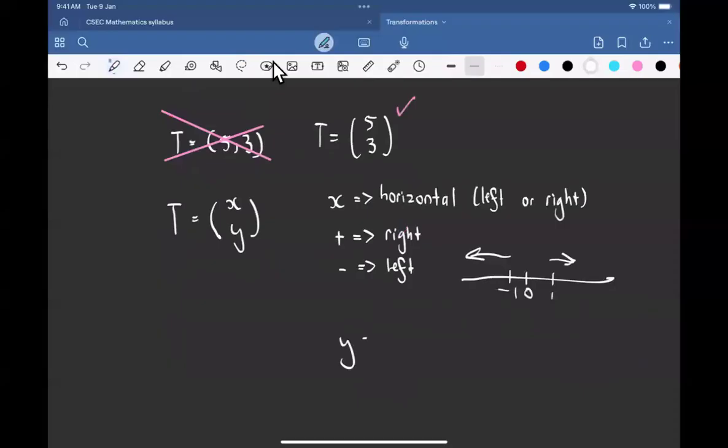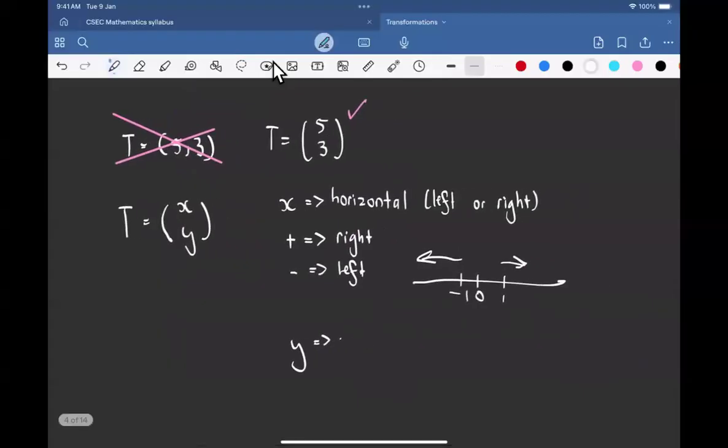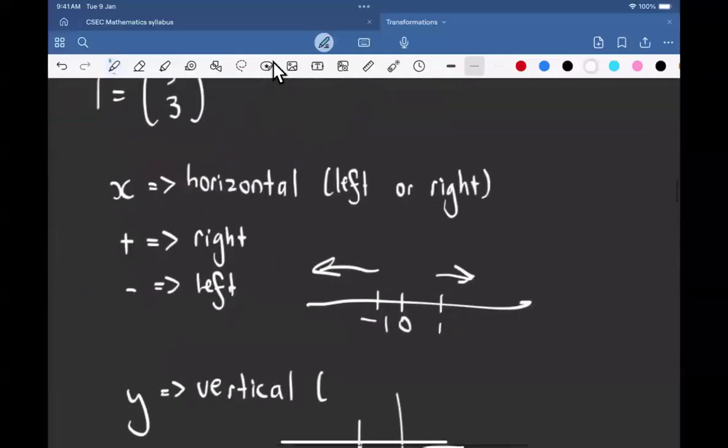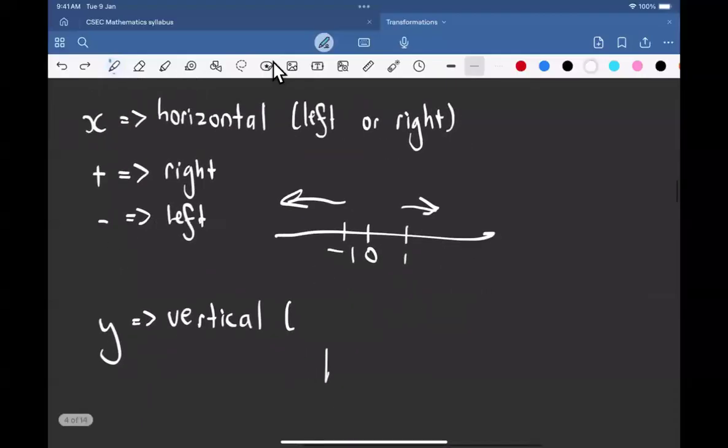Now, y. Alicia, the y stands for what movement? Vertical. And if we're talking about vertical, we're talking about what kind of movements? Opposites are left and right, like any other dimension. Vertical: upwards or downward? Right. So the y means vertical, so that's up or down.